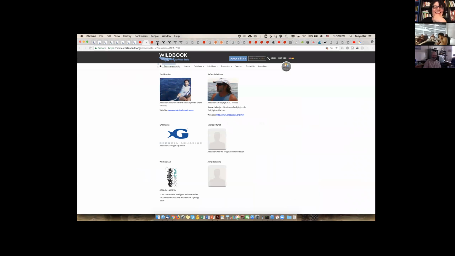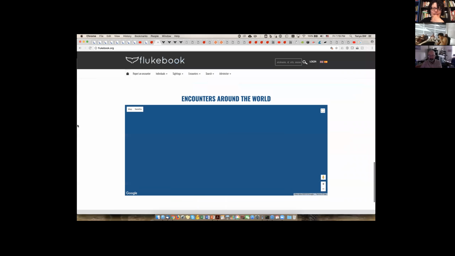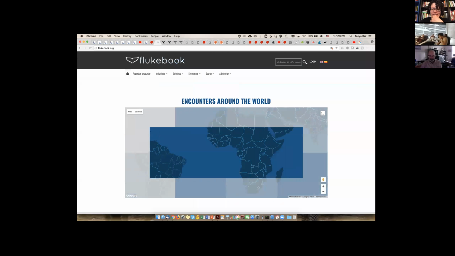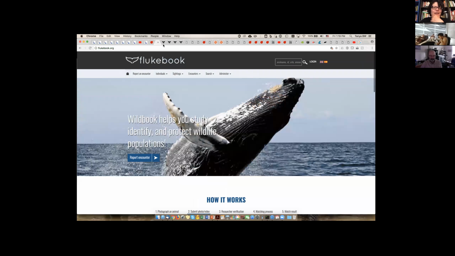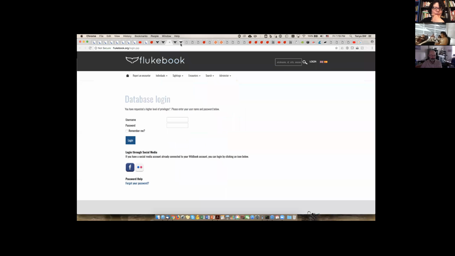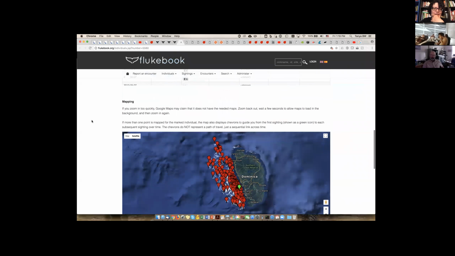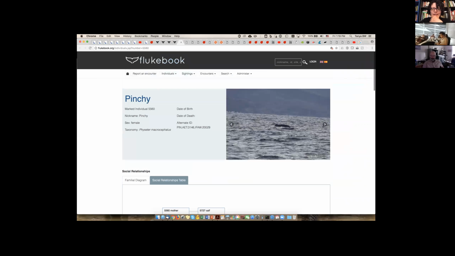Thank you. I can show you just fun pictures of Wildbook. If there are no questions, you can then just look at whale social networks if we want to wait for a bit or not. Here's a Pinchy, celebrity whale.